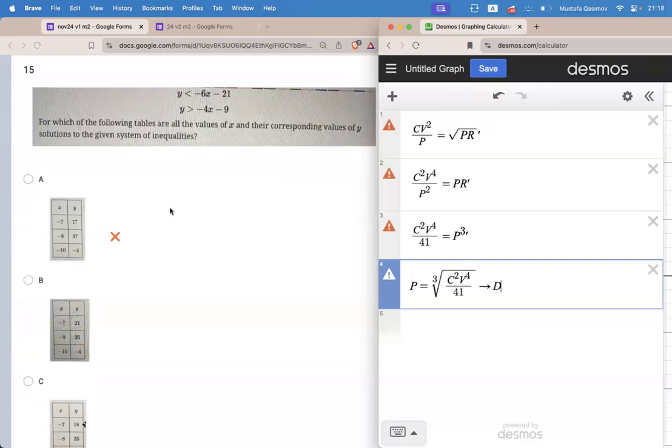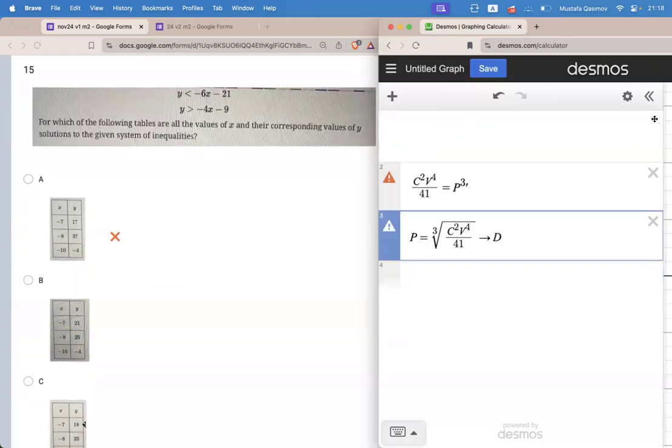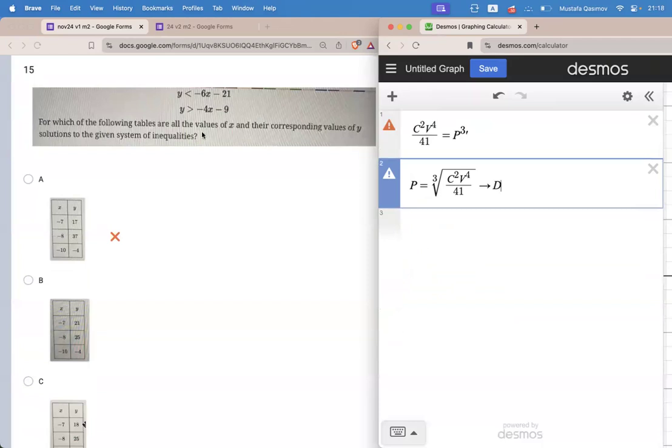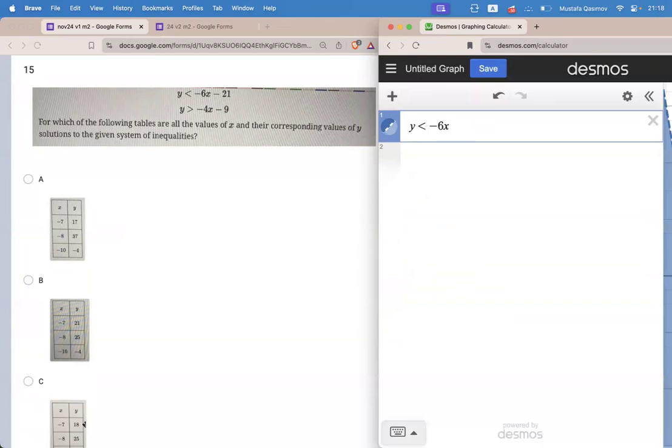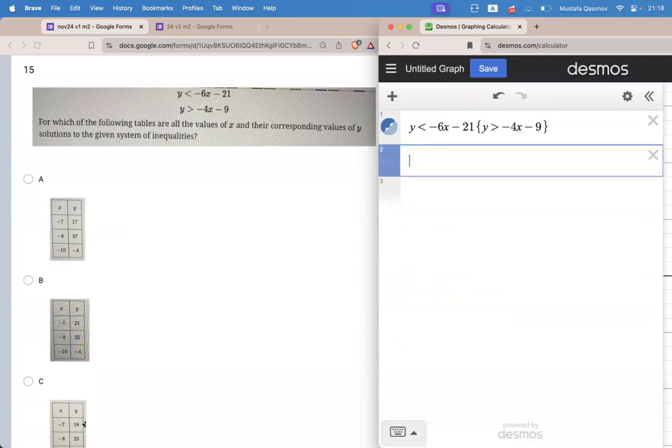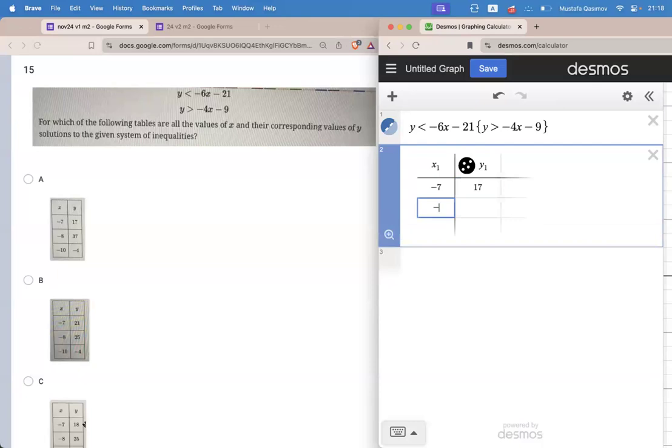No? Okay. 15. For 15, you can write this value in this inequality and find it from here. But for doing it faster, I recommend you write it in decimals. Y is less than -6x minus 21. And open this bracket. Y greater than -4x minus 9. The table here: -7, 17. -8, 37. -10 and -4.